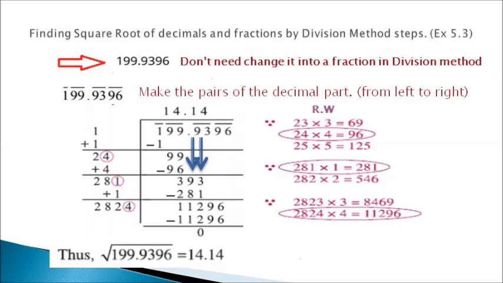Students, take notice that for a decimal we don't need to change it into a fraction in the division method. Whereas if you are given a fraction and you need to find the square root by the division method, you will separately find the square roots of the numerator and denominator, and you will end up with an answer that is a fraction. I hope this explanation helps you in understanding this chapter. Keep practicing, keep learning.